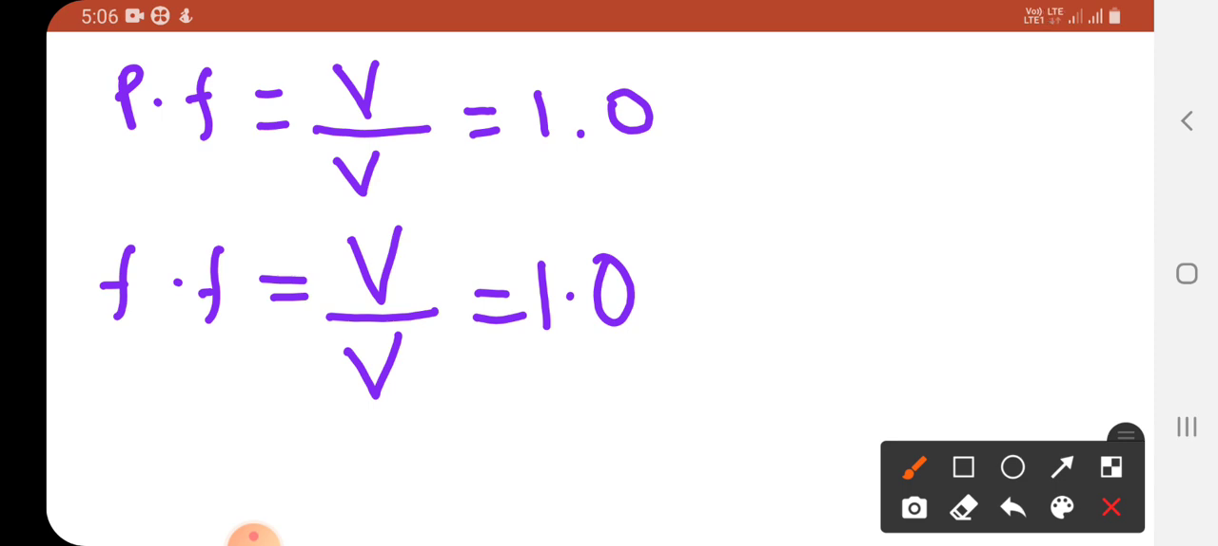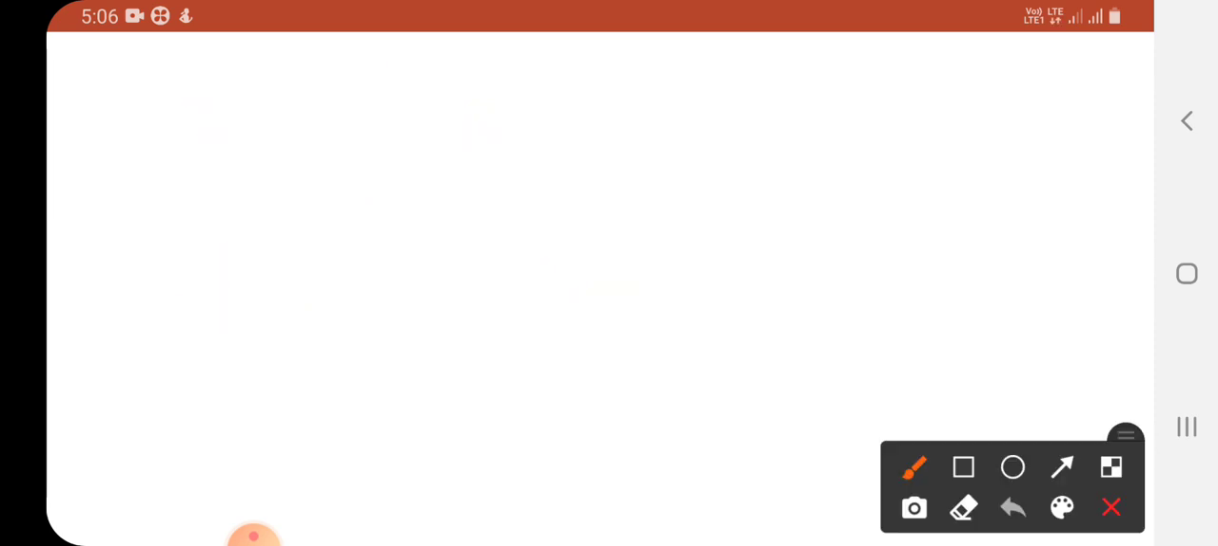This is about non-sinusoidal quantities. I will discuss one more thing for non-sinusoidal quantities. That is, suppose they have given the voltage like this.